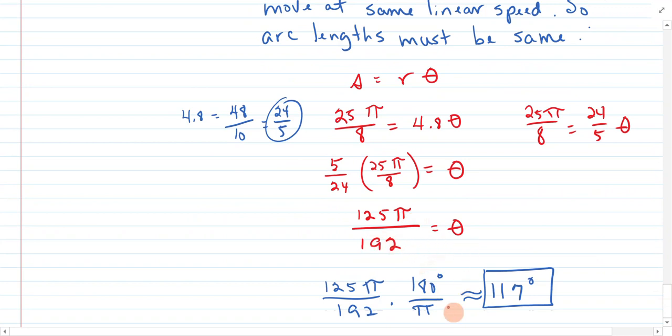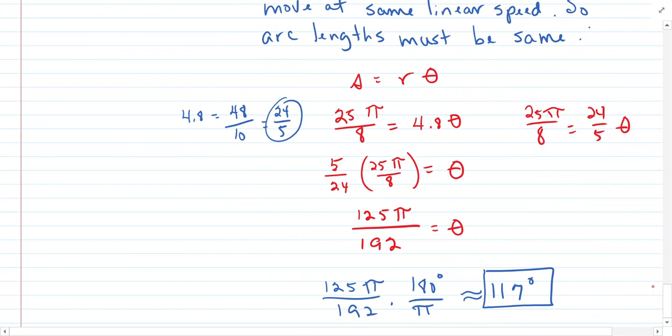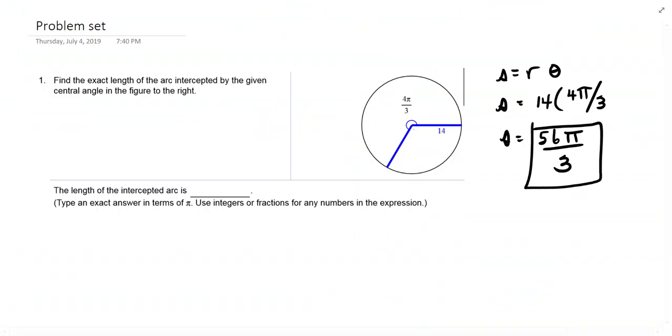And you want to change to degrees because it asked for, I believe it wanted how many degrees. So 125 pi over 192 times 180 over pi. The pi's cancel out. And when you multiply 125 times 180 and then divide by 192, you're going to get the 117. So we're going to see that again in the problem set. So let's go look at our problems that you'll see in your homework.